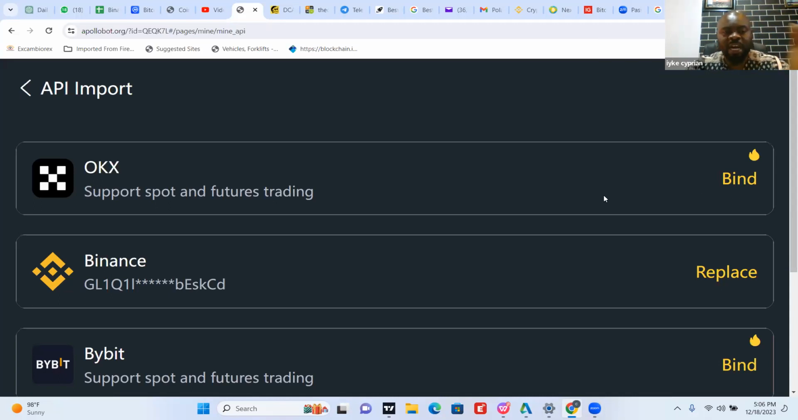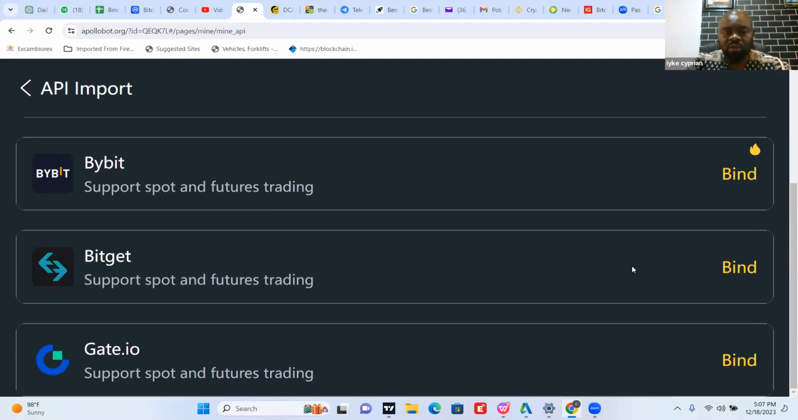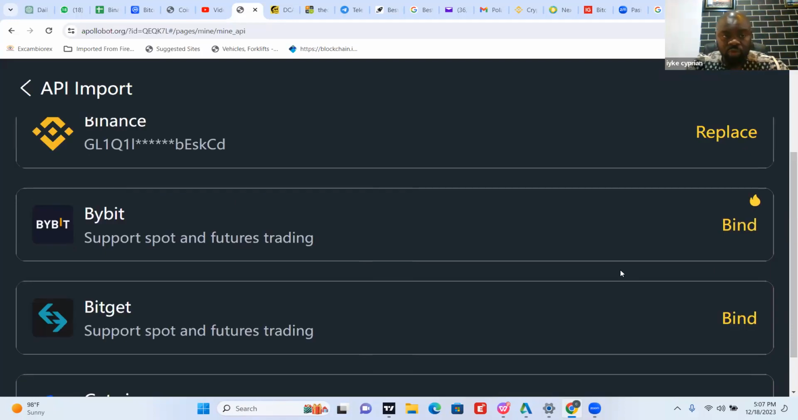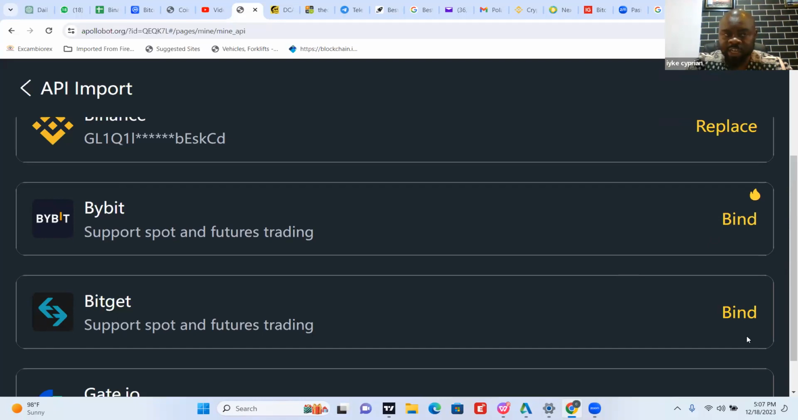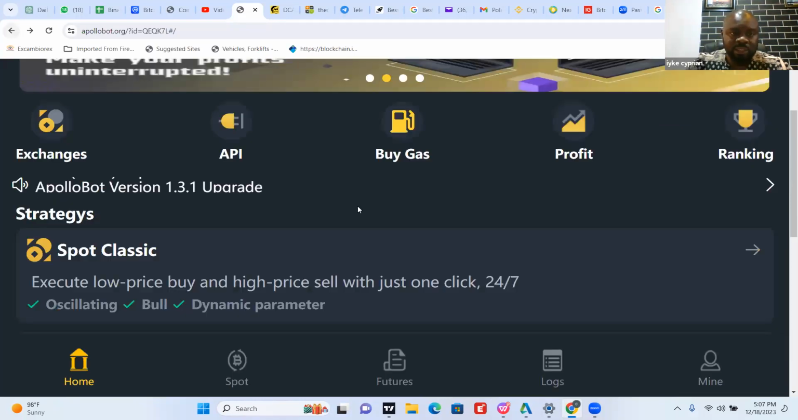So what are you binding? You're binding your exchange with the robot, because you don't put money in the robot. Your money stays in your exchange. For the robot to trade successfully, you have to bind the robot with the exchange. So follow through, there are videos on binding. You pick the exchange of your choice, and you tap on bind. All right, so that's the second thing you need to do.